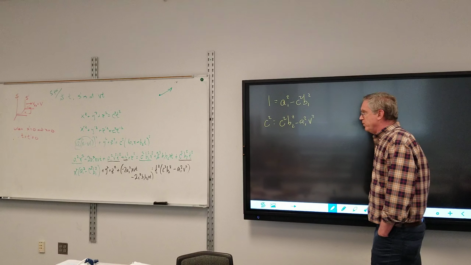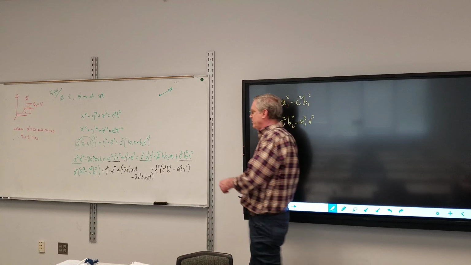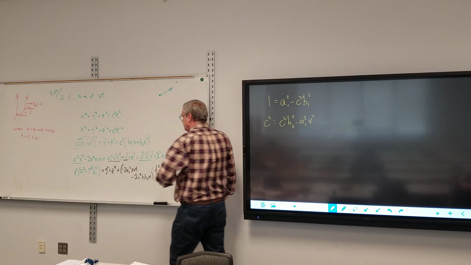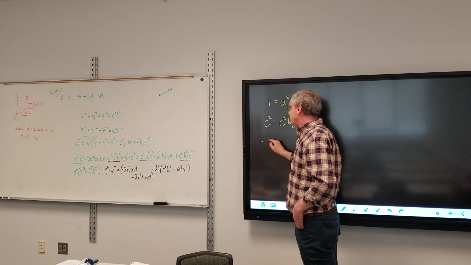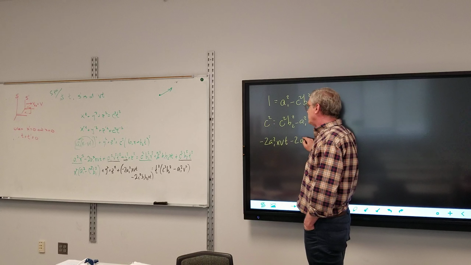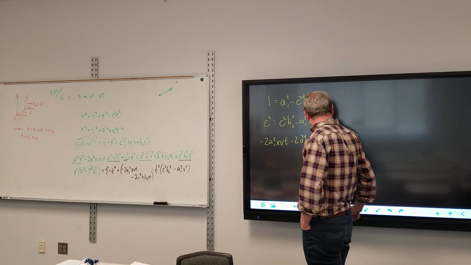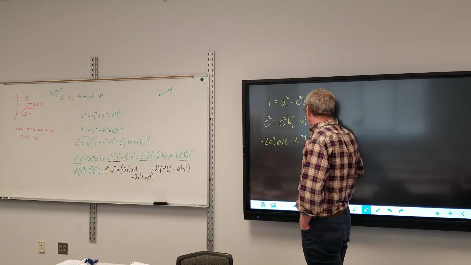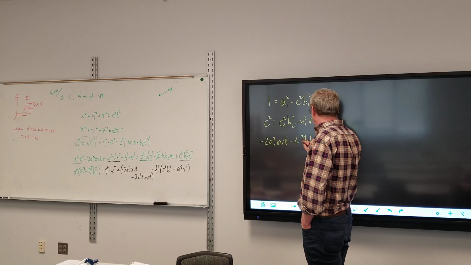So I'm just matching up coefficients. And then I've got this last little piece here which doesn't exist up there. So I have negative 2a1 squared x vt minus 2c squared b1 b2 xt. And my c's are just getting worse and worse. That better be equal to 0. I have 3 equations, 3 unknowns.